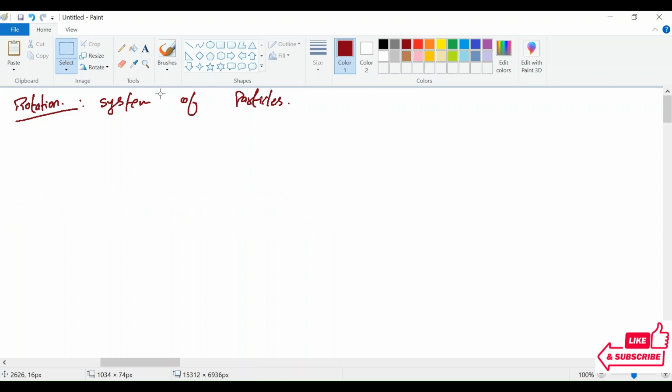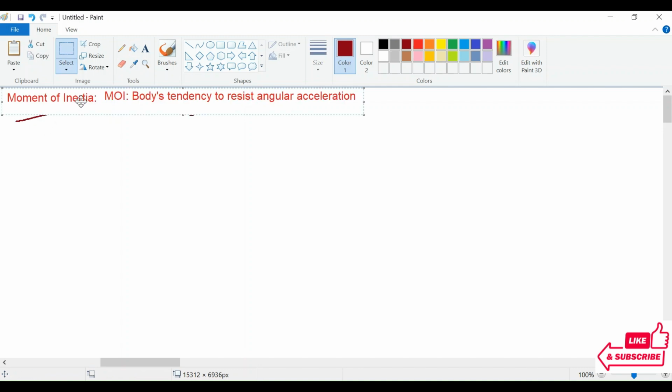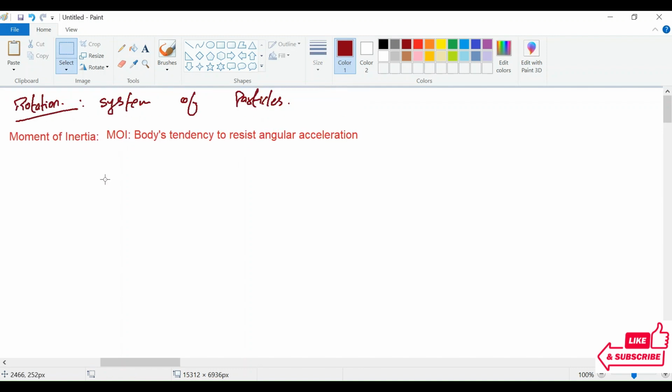Now today's topic, let's start rotation motion. It is also in the textbook, named as system of particles. What is it? In this, the foremost point you need to understand is moment of inertia. What you need to understand? Like mass in a linear motion.